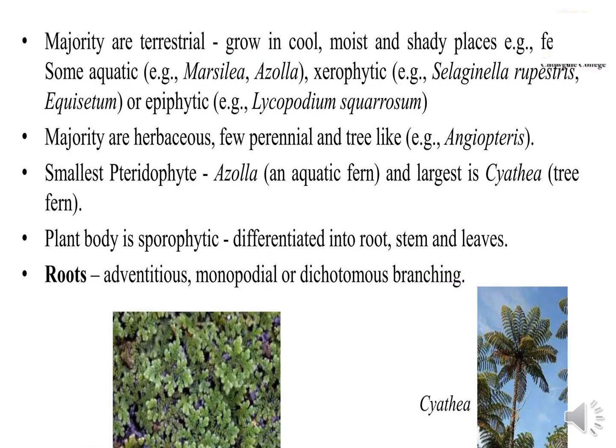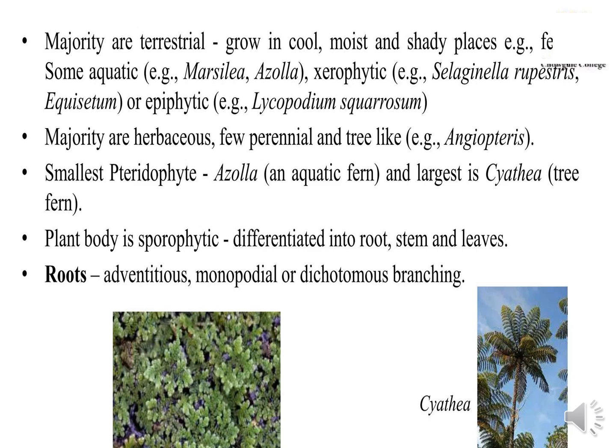years. Most of the pteridophytes are terrestrial, which grow in cool, moist and shady places, and some are aquatic like Marsilea and Azolla, some are xerophytic like Selaginella repens and Equisetum, and epiphytic forms like Lycopodium squarrosum. Majority are herbaceous, few perennial and tree-like. An example is Angiopteris, and the smallest pteridophyte is Azolla, which is an aquatic fern, and the largest is Cyathea, which is known as the tree fern.